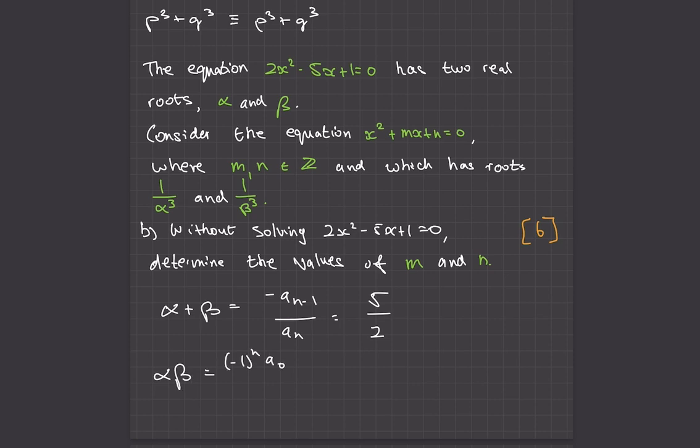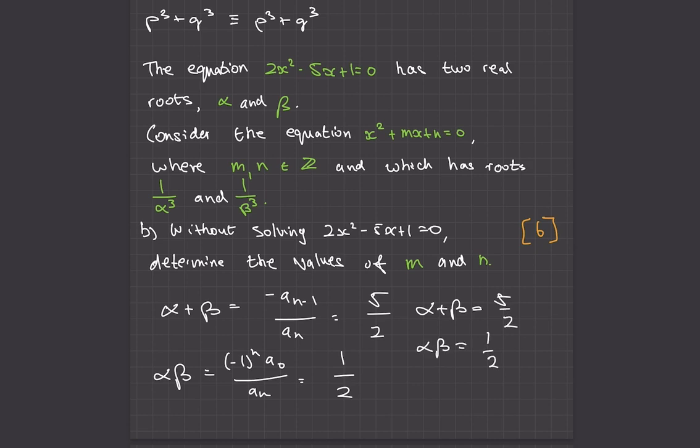and alpha beta equals minus 1 to the n, a naught over a n. So minus 1 to the n, where n is the highest power, the order, so that's 2, so that's just going to be 1. A naught is the constant term, and then a n is again just 2. So what we get, I'm just going to simplify these a little bit, is alpha plus beta is equal to 5 over 2, and alpha beta is equal to 1 over 2.